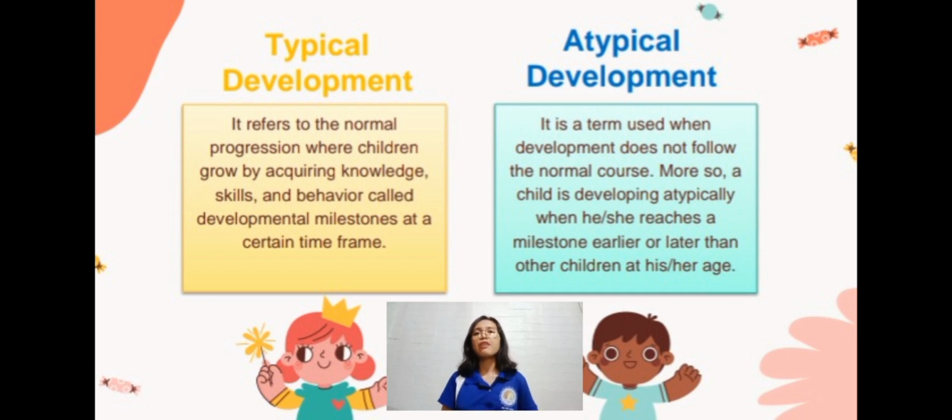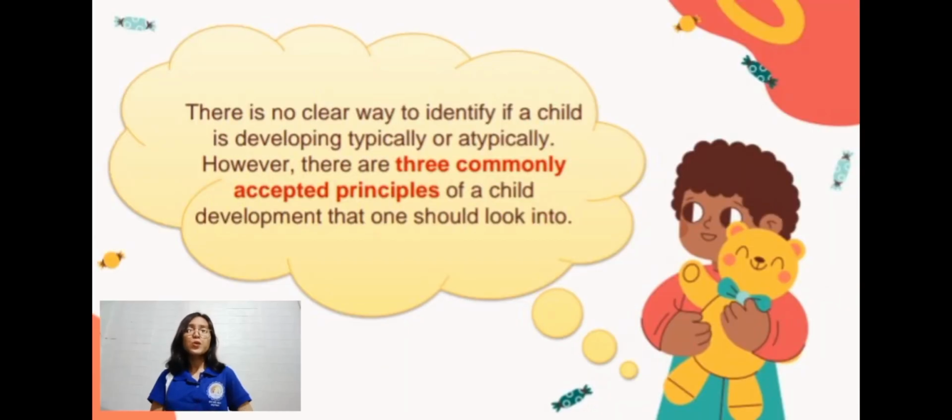Atypical development can manifest in different ways, especially in children. There can be physical delays, such as delay in gross motor skills. There can be cognitive dysfunction, such as inability to focus attention. There can also be social or emotional manifestations, such as a lack of social skills or becoming easily frustrated. There is no clear way to identify if a child is developing typically or atypically. However, there are three commonly accepted principles of child development that one should look into. The principles are as follows.